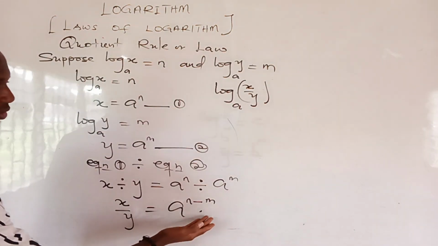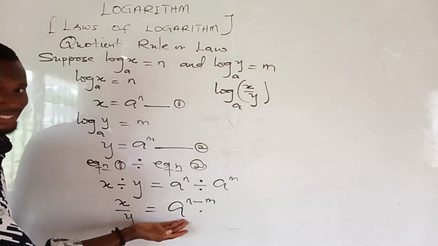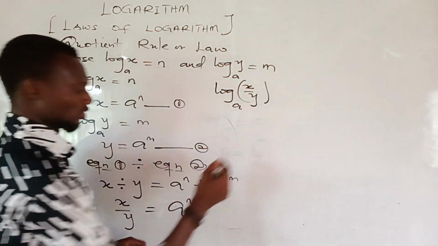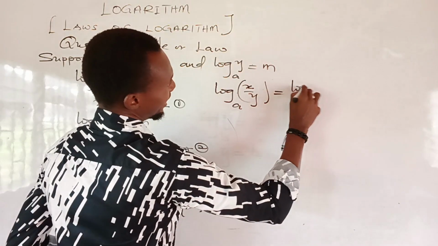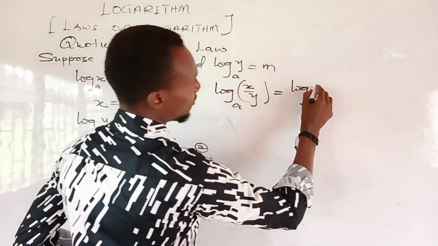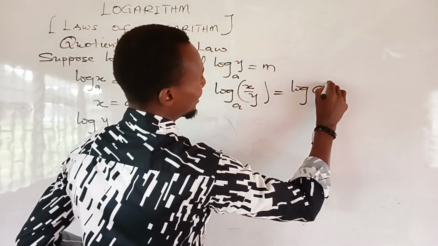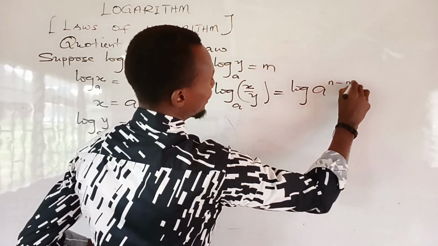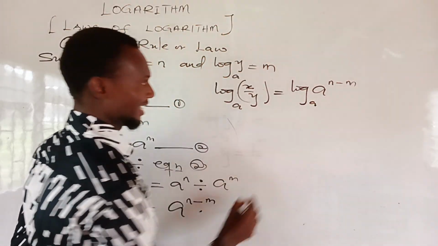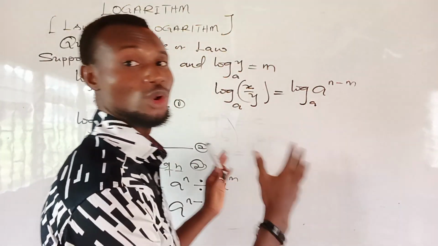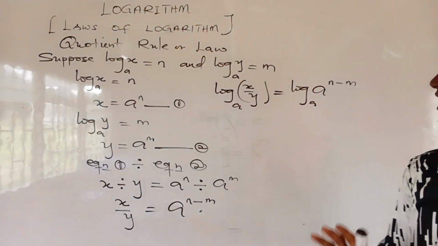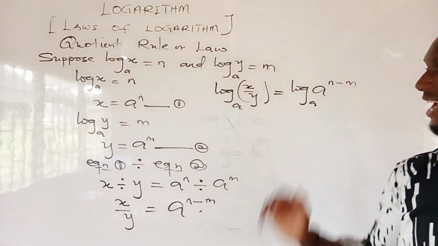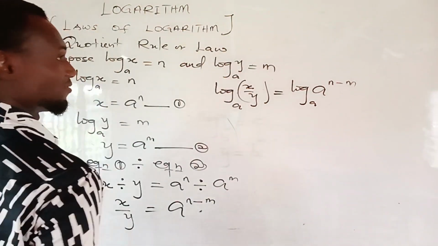And you are going to also take the log of this side of the equation as well. So bring your equal sign and you are going to have the log of a to the power n minus m to the base a. That is we taking log of both sides. I hope you understand and you agree with me up to this point. Okay, let's go ahead and do some basic simplification.